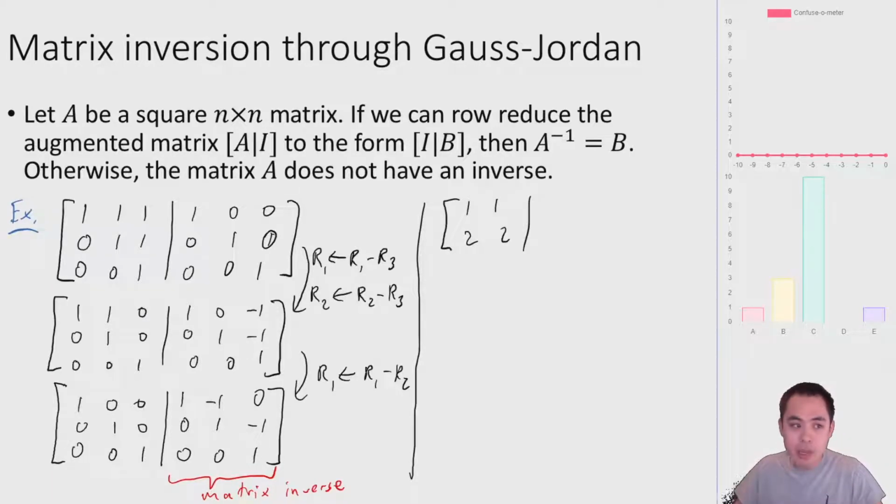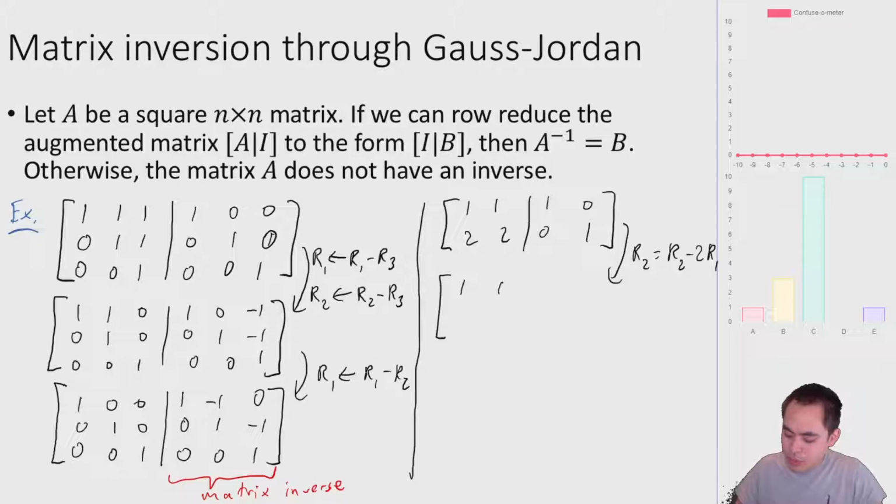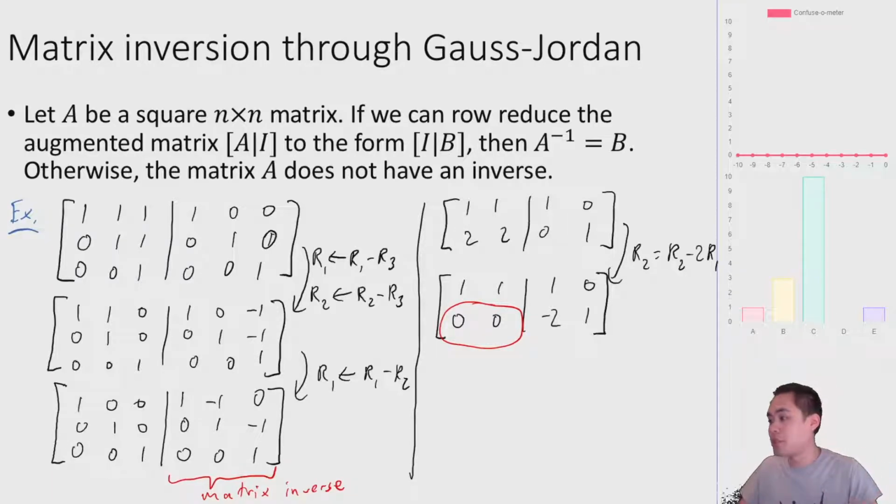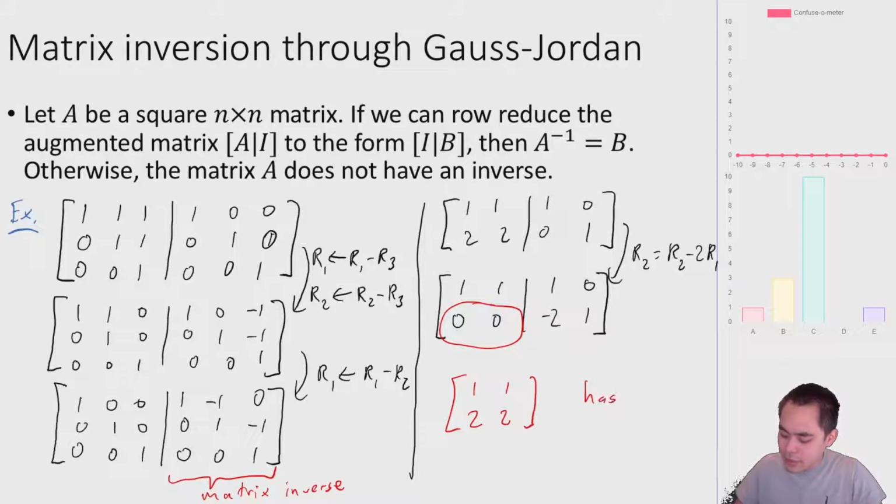So we want to use the augmented matrix where we have the identity on the right side, 1, 0, 0, 1. What you'll notice is that in our first step, we take R2 equal to R2 minus 2R1. And you end up with 1, 1, 1, 0, because the first row doesn't change, and 0, 0, minus 2, 1. Now, unfortunately, we can't row reduce this down to the identity, because there are two zeros there, so it fails. What we conclude is that 1, 1, 2, 2 has no inverse.